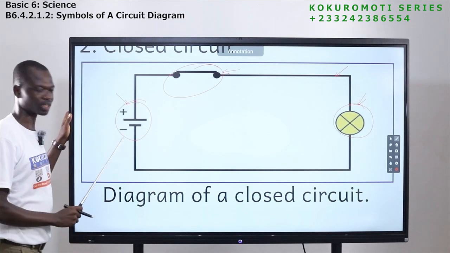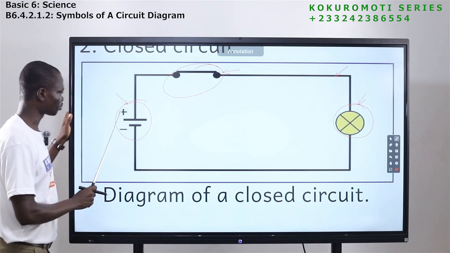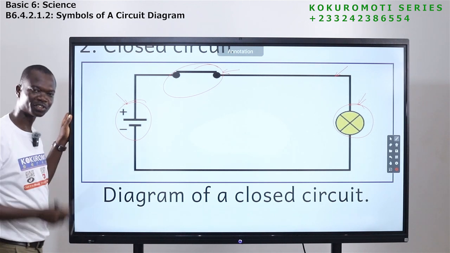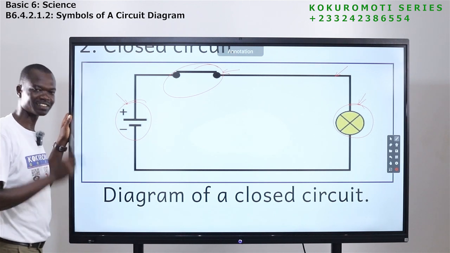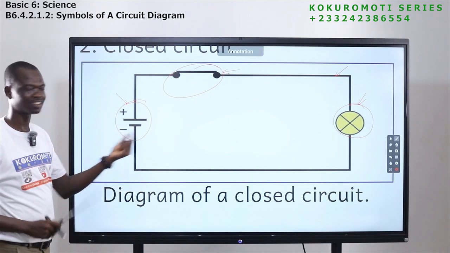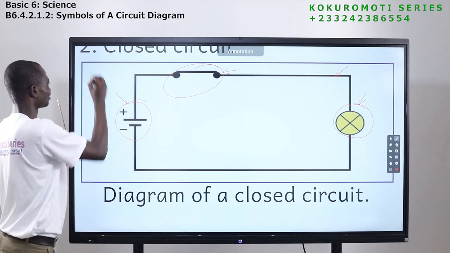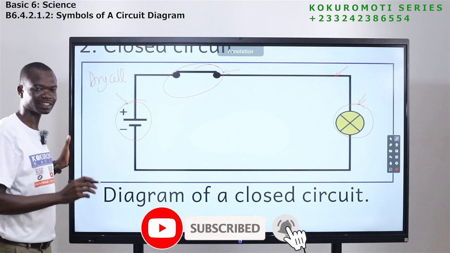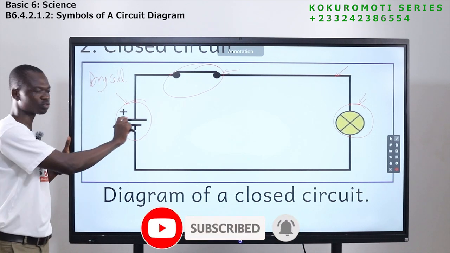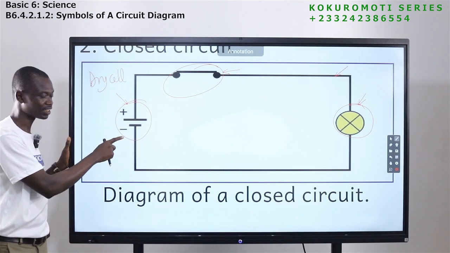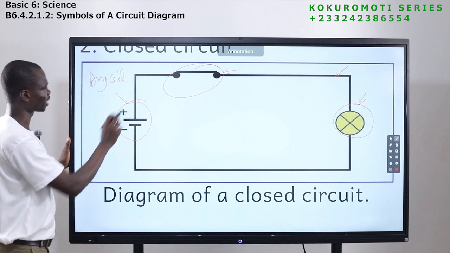So let's look at the symbols. What symbol is this one? We have positive, negative. So what comes into your mind? Is it battery or dry cell? This is a dry cell because we have only one here. The first one that we looked at was a battery. We had two dry cells, but here we have only one, the positive and the negative. So this is a dry cell.